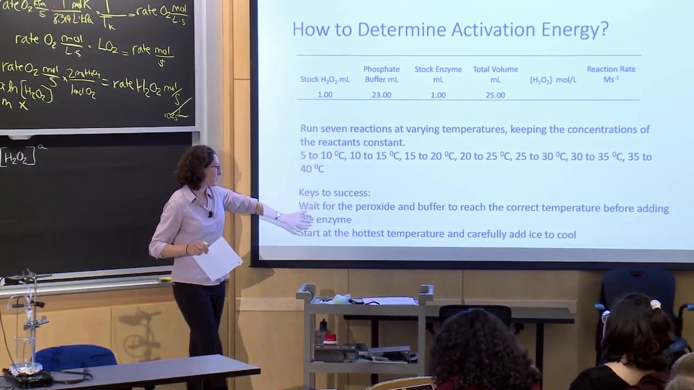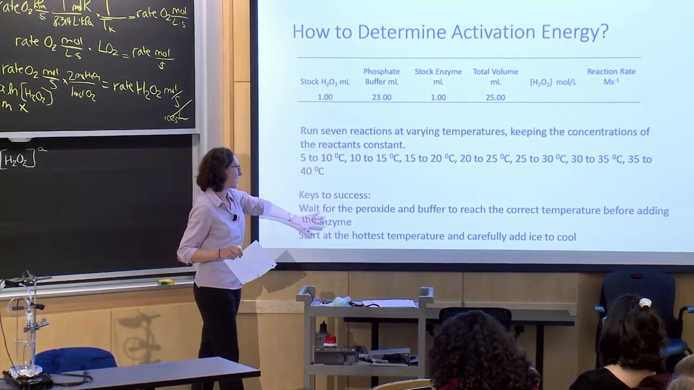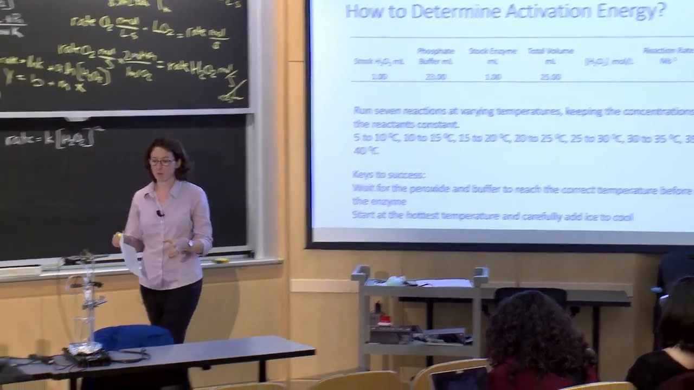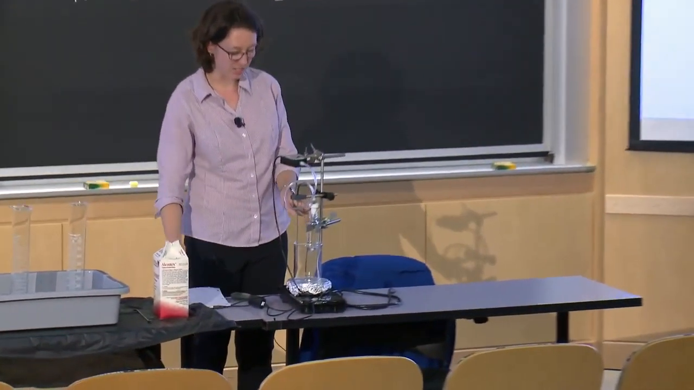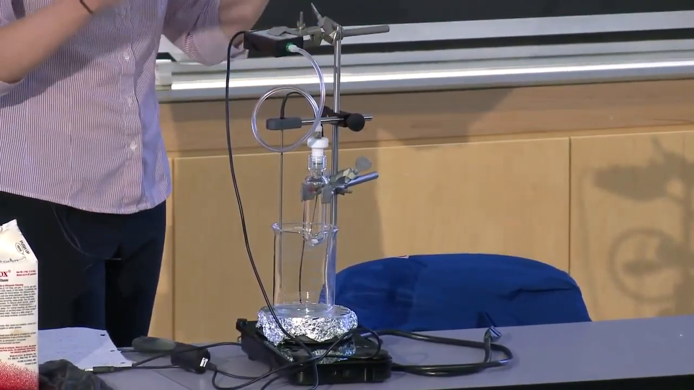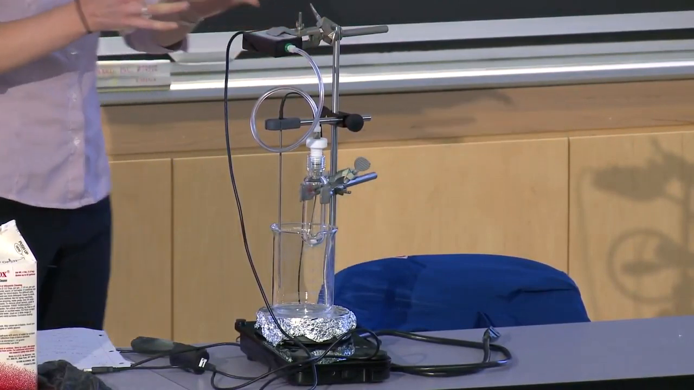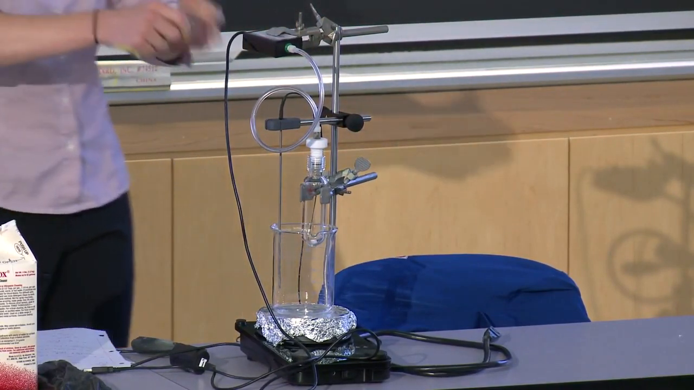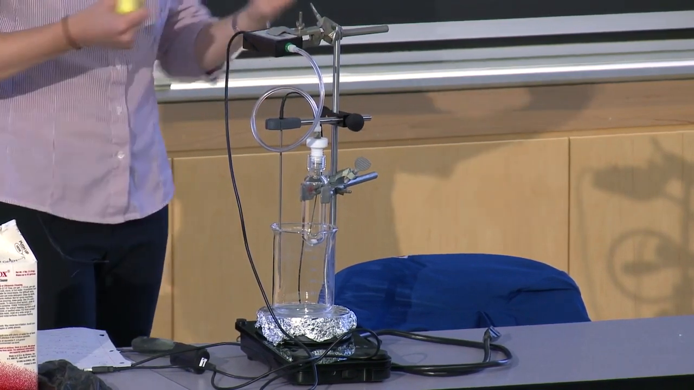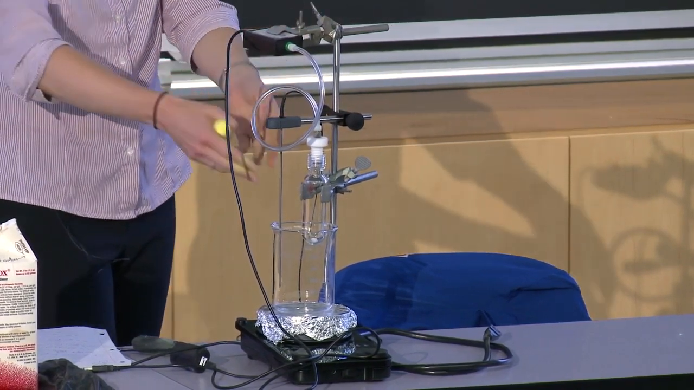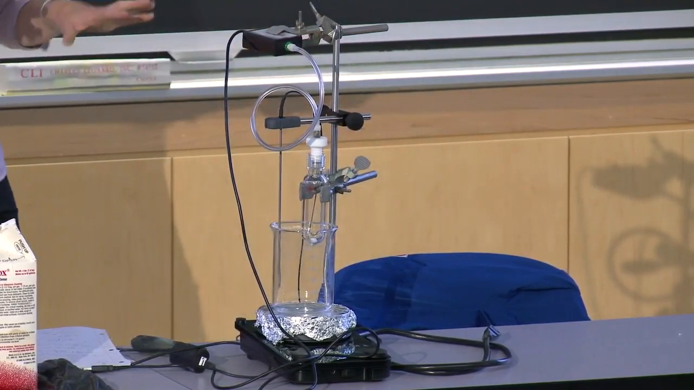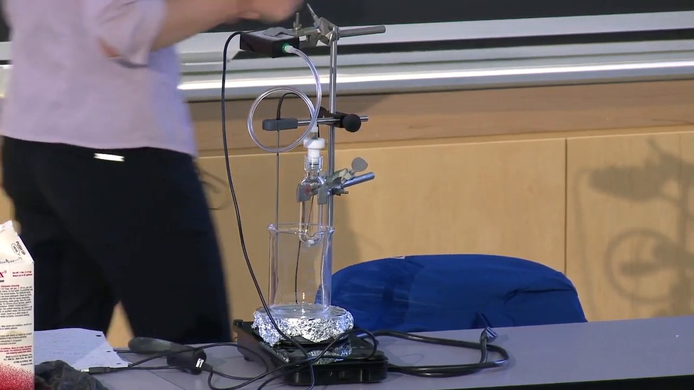The keys to success for this reaction are to wait for the peroxide and the buffer to reach the correct temperature before you add the enzymes. So when you have your reaction here in this tube, you'll put it in your water bath, and then you want to give it a few minutes to stir and come to equilibrium at the right temperature, because it'll all be at room temperature, and then if you're trying to do your reaction at 0 degrees or 5 degrees, your reaction part won't actually be at 5 degrees even if your water bath is. So give it a few minutes to equilibrate before you take your measurements and before you inject your enzyme.